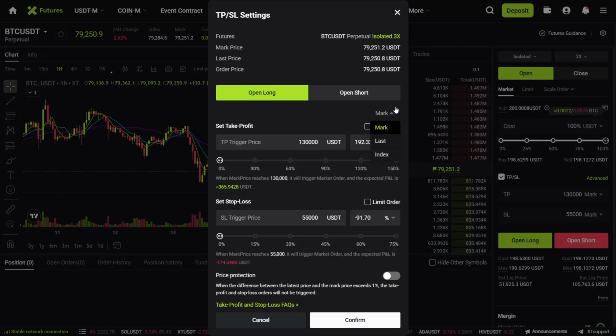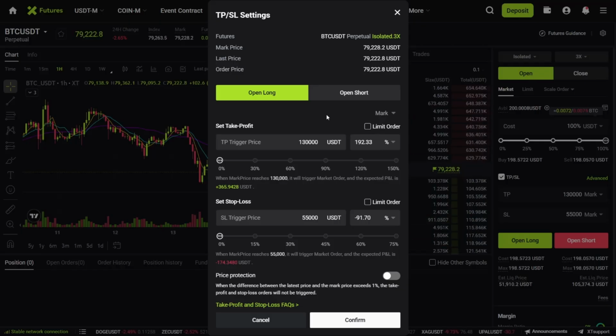For beginners, mark price is usually a good choice for stop losses because it's more stable and less likely to trigger from one quick wick. For take profit, some traders use last price because it reacts faster, but mark price can also keep things more consistent. So mark price is the default option on XT, and we are going to keep our take profit and stop losses both at mark price.